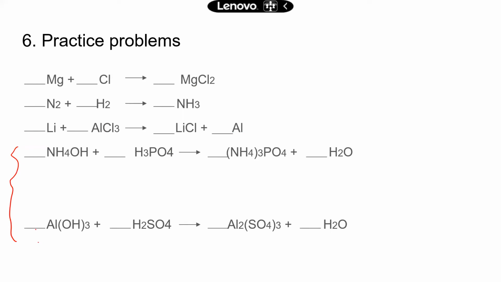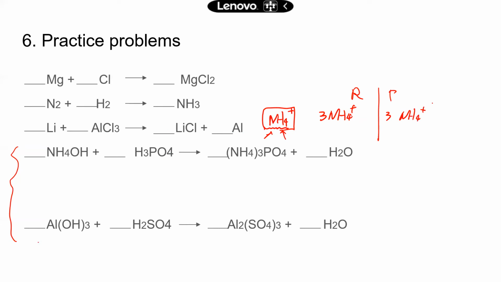Okay, now let's look at the last two. The last two have polyatomic ions. For example, NH4, the ammonium ion. And remember, we need to treat this ion as 1 unit, right? We do not count 1 nitrogen or 4 hydrogen. We treat NH4 as 1 unit. So if we have 3 NH4 on the reactant side, then we need to get to 3 NH4 on the product side.